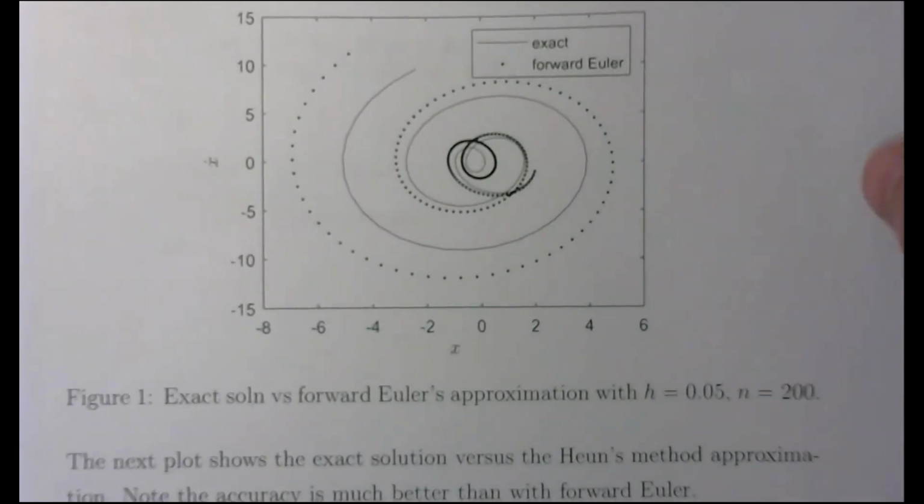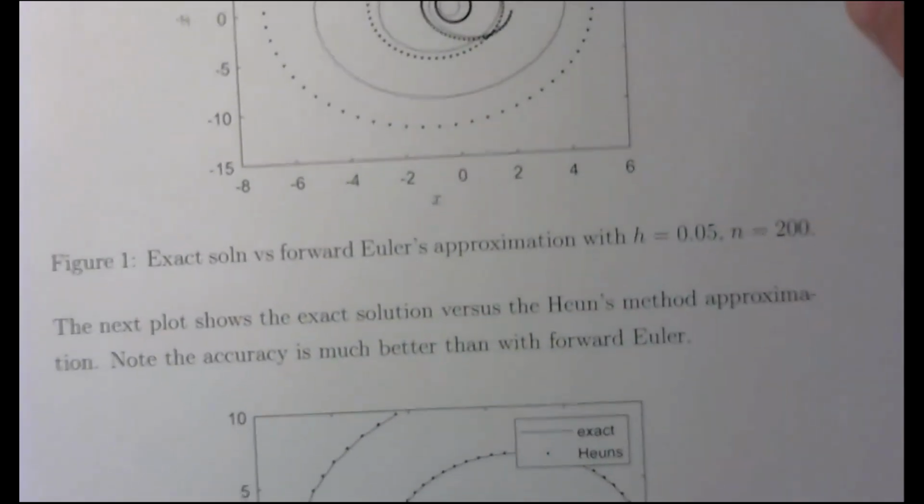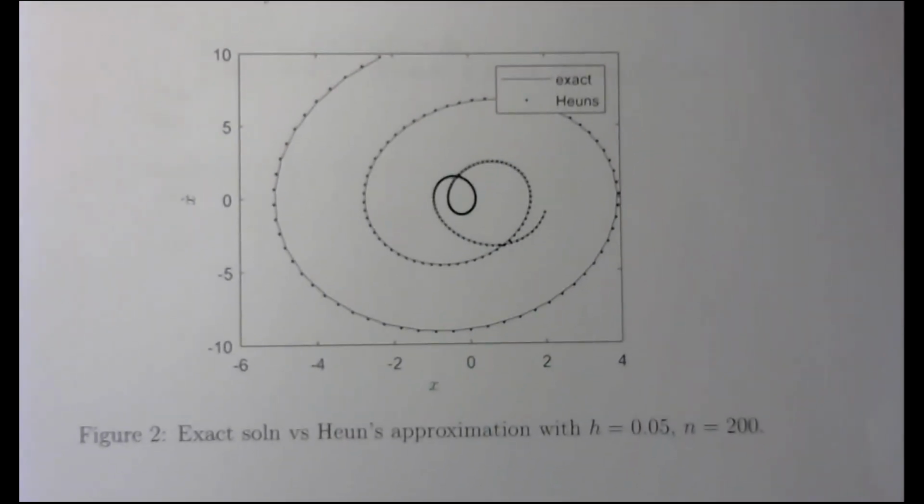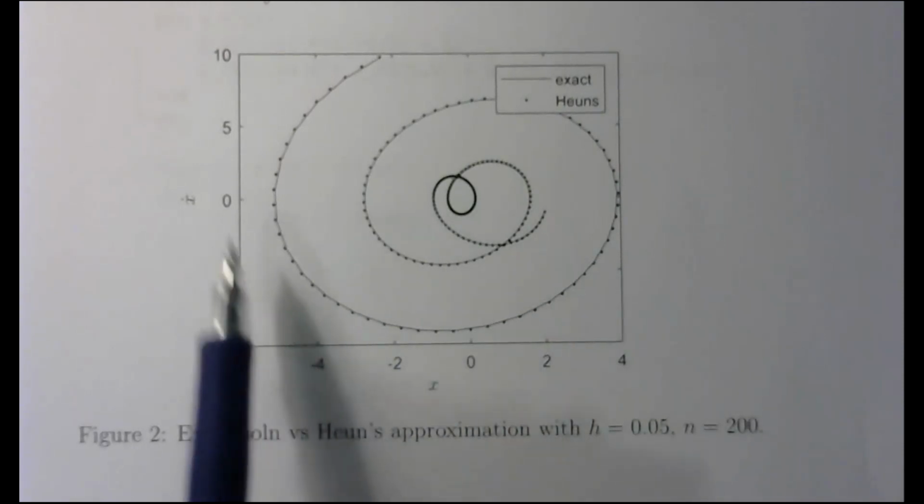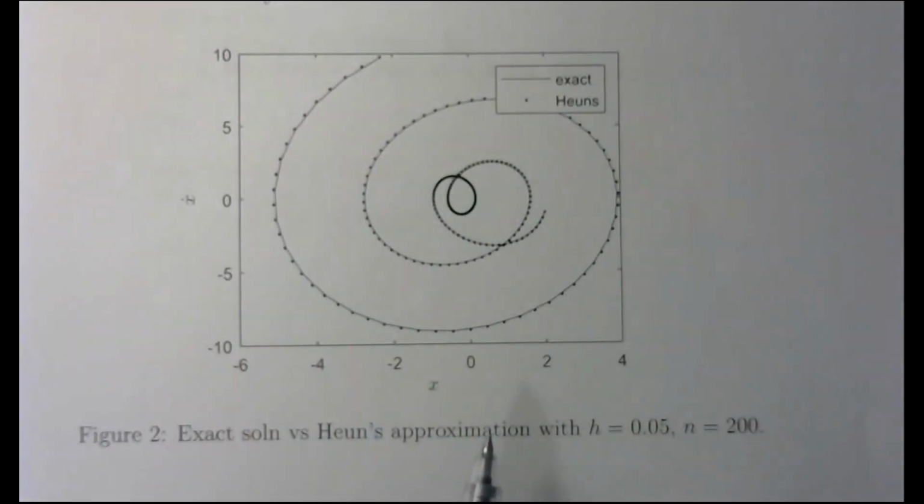If I instead do Heun's method with the same parameters, h is 0.05, n is 200, I actually get a really nice match. So much better than Euler's, as I would expect. So how can I quantify this idea of error?